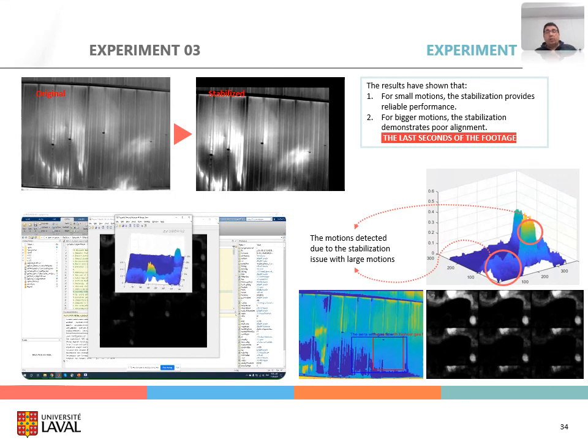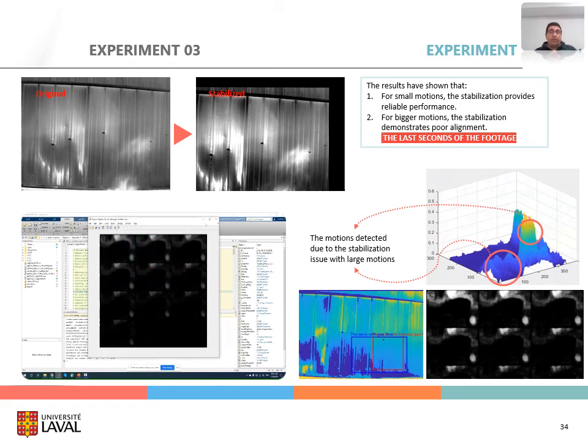So the results of this experiment showed that for small motions, the stabilization method provides reliable performance. But for bigger movement, as you saw in the footage at the end of the footage, the stabilization demonstrates poor alignment, and those poor alignments caused false detection of flows in two areas of the thermal footage.